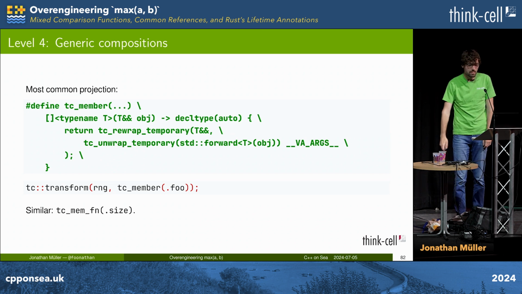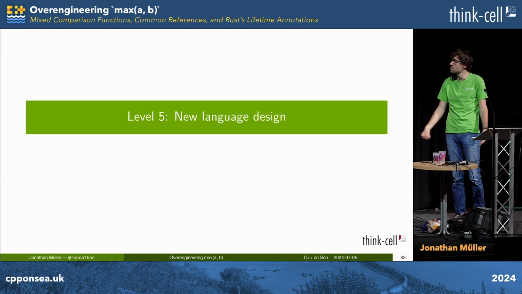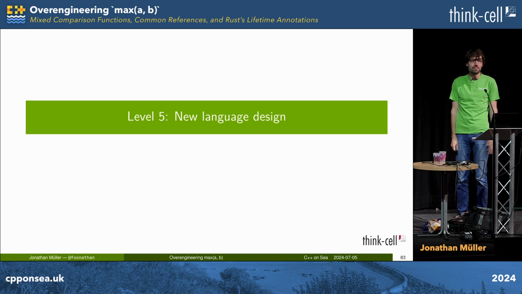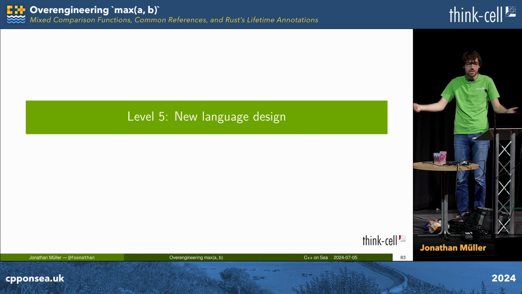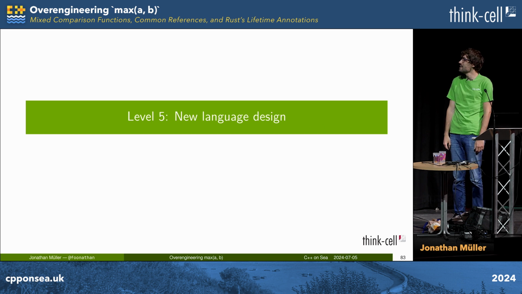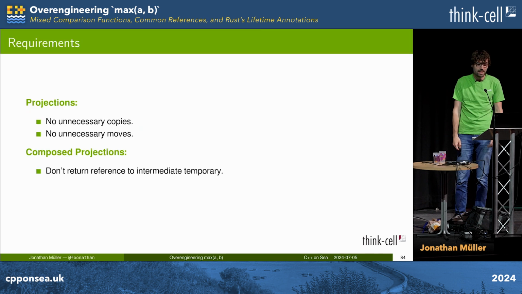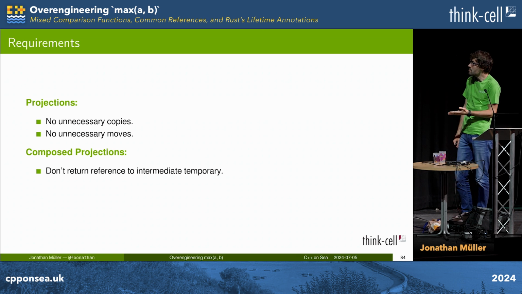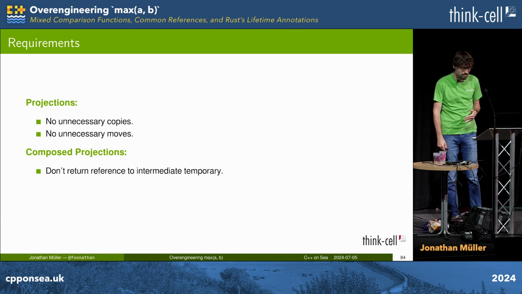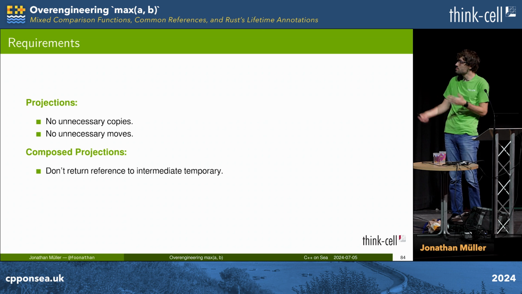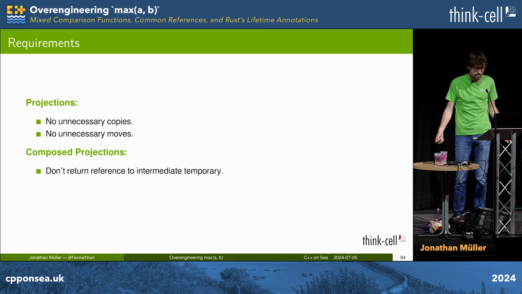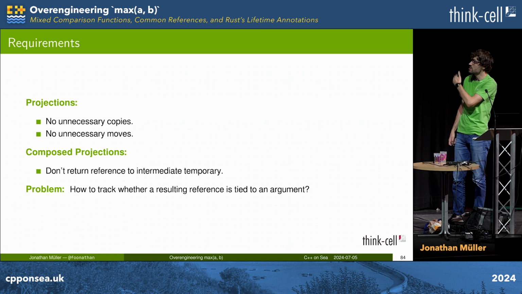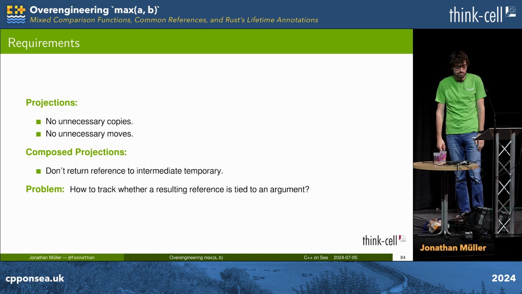Now at this point, there's a relevant question, what are we even doing here? I mean, we solved the problem because it's C++, so of course we can solve the problem, but this is a mess. Let's backtrack. What we wanted to do is avoid unnecessary copies, and avoid unnecessary moves. And when we then compose that, we don't want to return a reference to intermediate temporaries. And then we ran into this problem of how to track whether the resulting reference is tied to an argument.